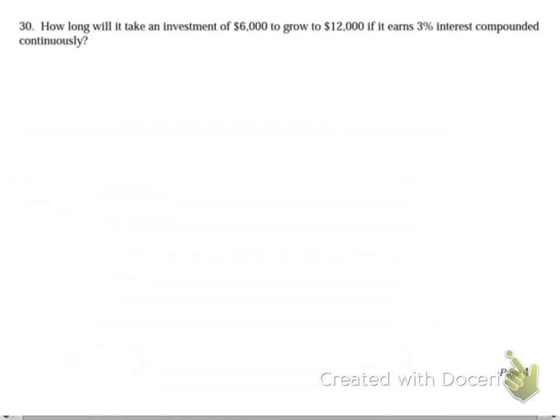So you have to read these and read how it is compounded. This says compounded continuously, which tells me right off the bat that we're using A equals P times e to the rt, okay? And you have to figure out what goes where. How long will it take an investment of $6,000? That's what you started with. That's your principal, your P. To grow to $12,000, that's your end amount, your A.